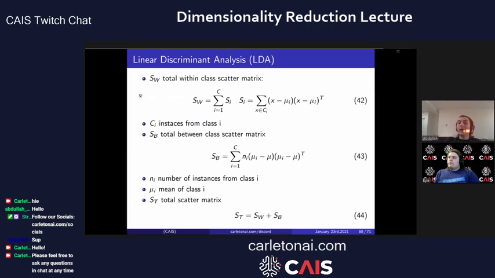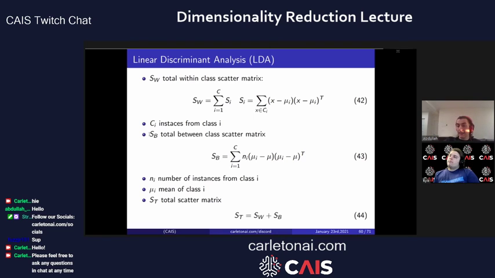So now, if you want to calculate the within class scatter matrix, the total, which means across all classes, well, you calculate the scatter matrix for each class by measuring the distance of the samples that belong to that class from the mean of that class. And then you sum, instead of from 1 to 2, you're summing from 1 to C, where C is the number of classes, right?